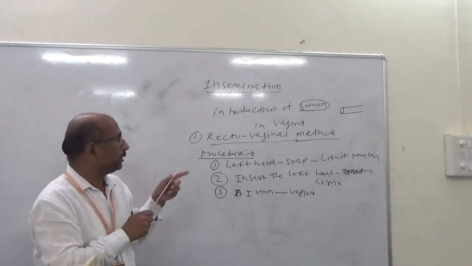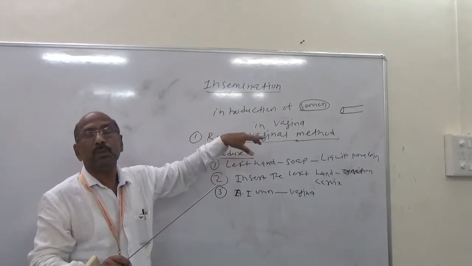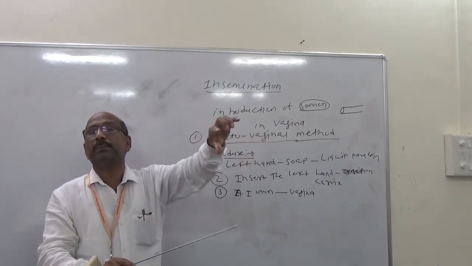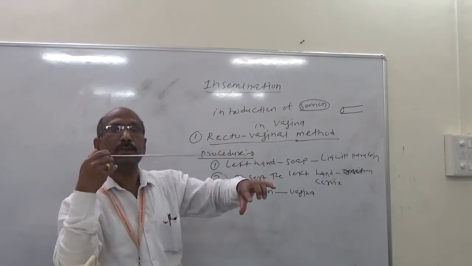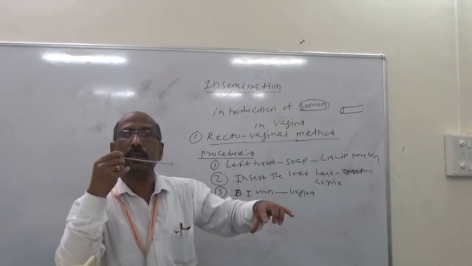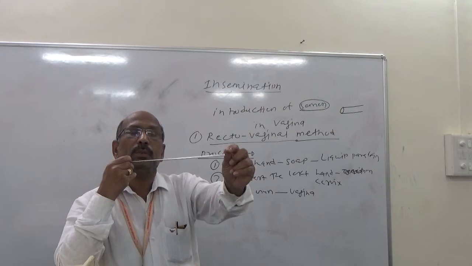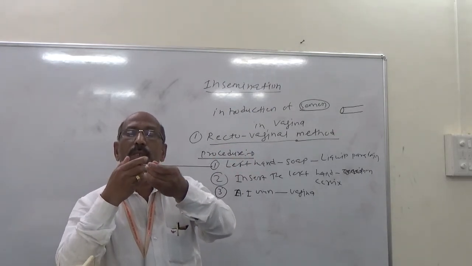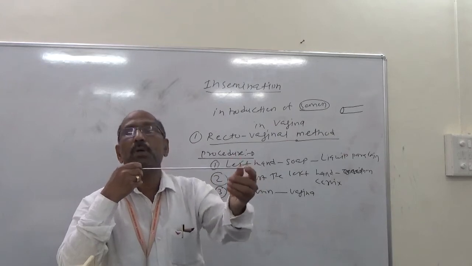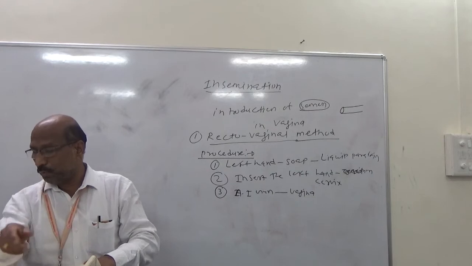So it is called rectovaginal. The left hand is inserted into the rectum to grasp the cervix, and with the help of the right hand, the insemination gun is inserted into the vagina and placed into the cervix, and with the help of the right hand thumb, the semen is deposited in the mid cervix. This is the rectovaginal method.